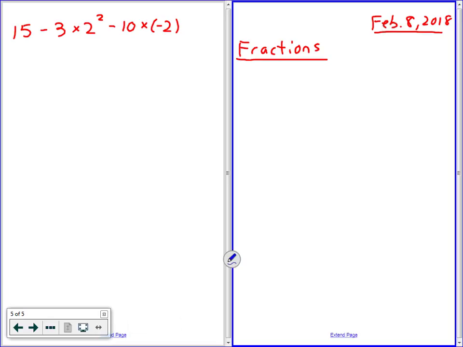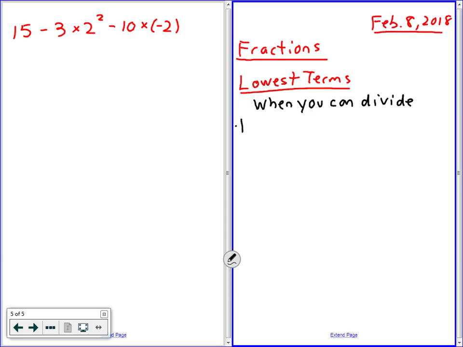Going to begin with lowest terms. This is when you can divide the numerator and denominator evenly.